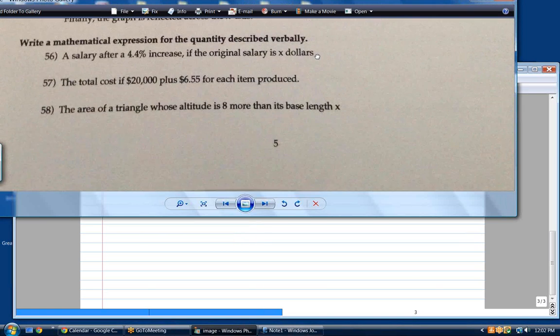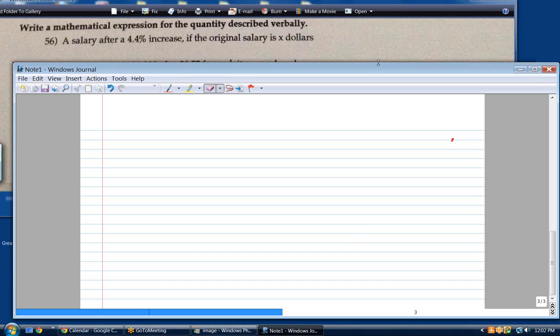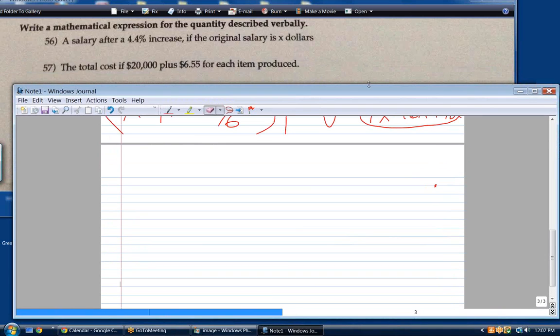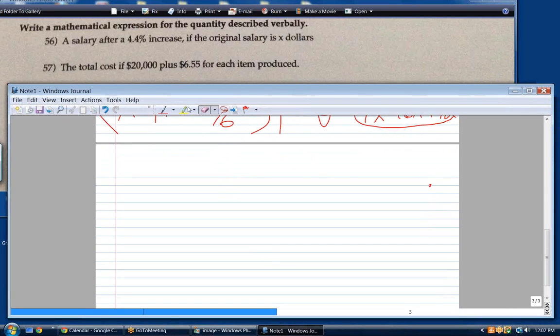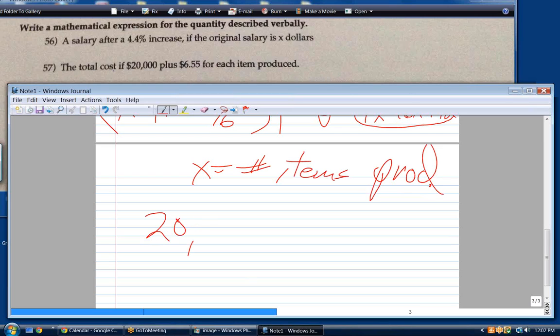57. Whoops, hold on. The total cost is $20,000 plus $655 for each item produced, and X is the number of items produced. So if we let X be the number of items produced, what's the mathematical expression for this? Is it 20,000 plus 655x? Yep. That's your cost.